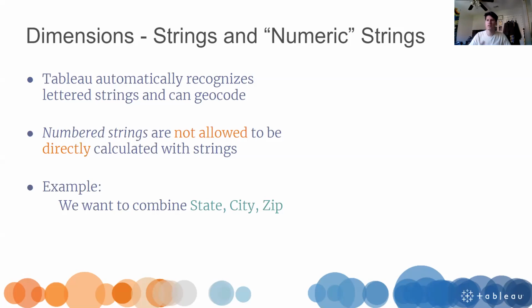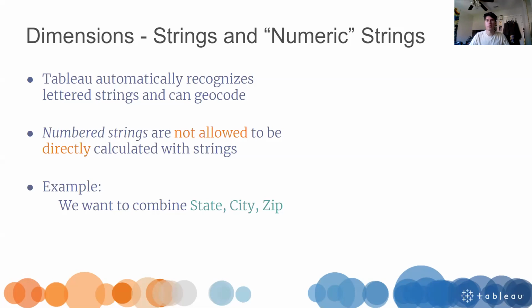If we double click our zip codes, whichever zip codes are recognized will appear on the map, and it will show every zip code that's on there.